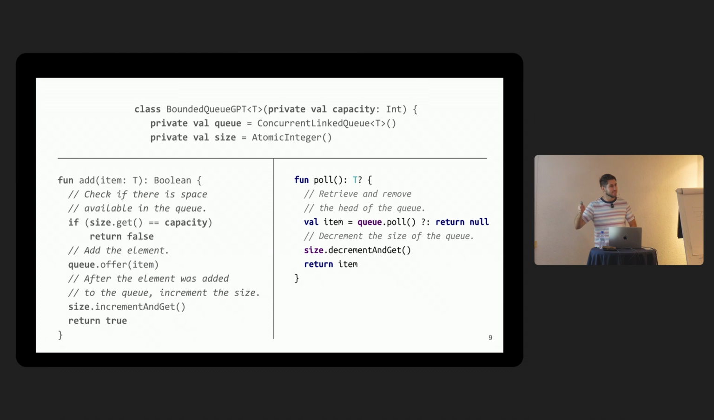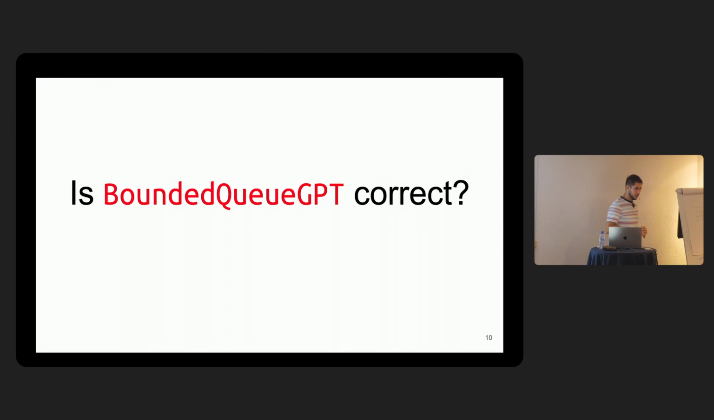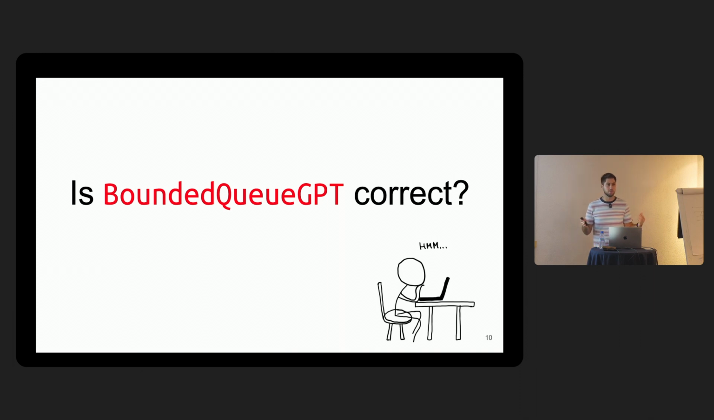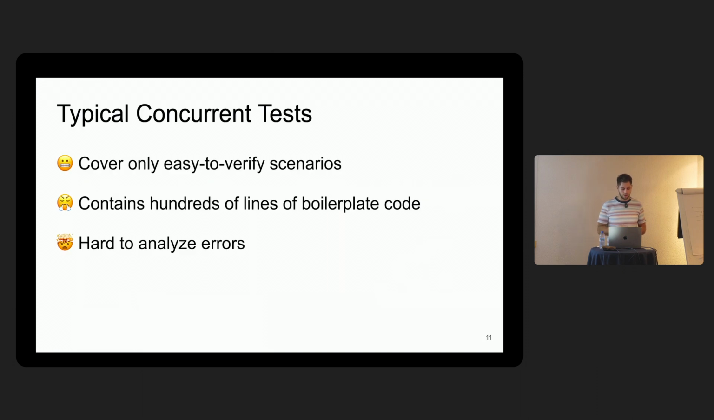So do you think that this implementation is correct? Anyone thinks that it's incorrect? Oh, good, nice. But how to understand that? How to understand whether this implementation is correct or not? Actually, it's not trivial, because here maybe the implementation is simple, but the algorithm is more complex, so it's not easy to analyze the code.